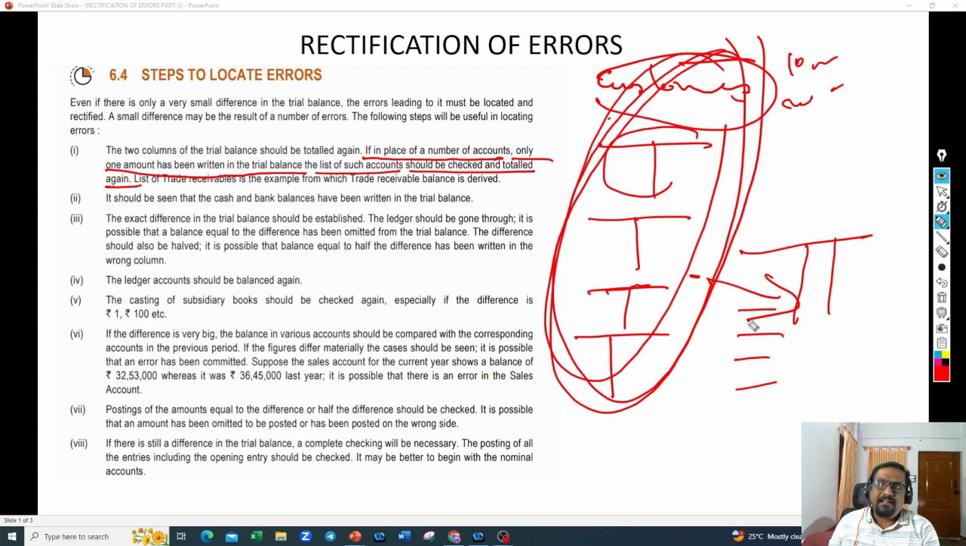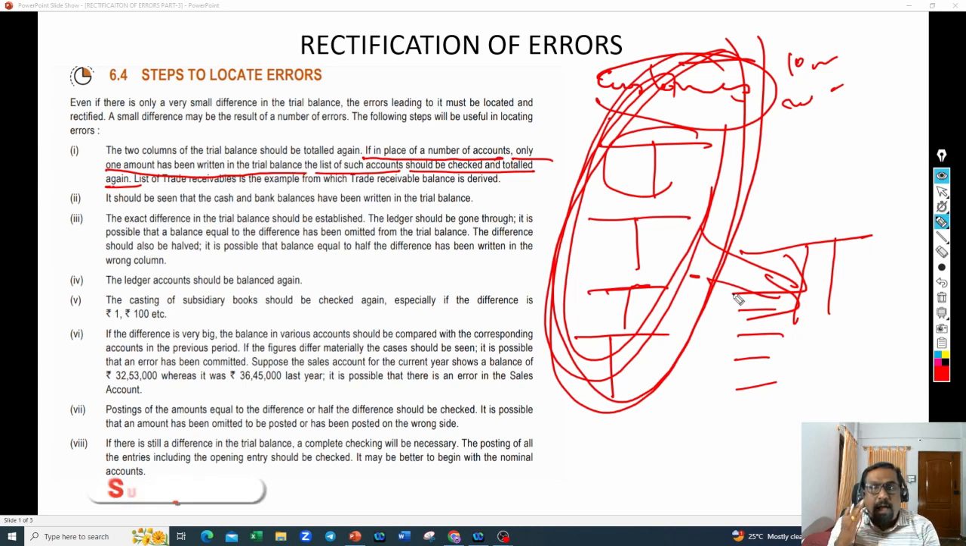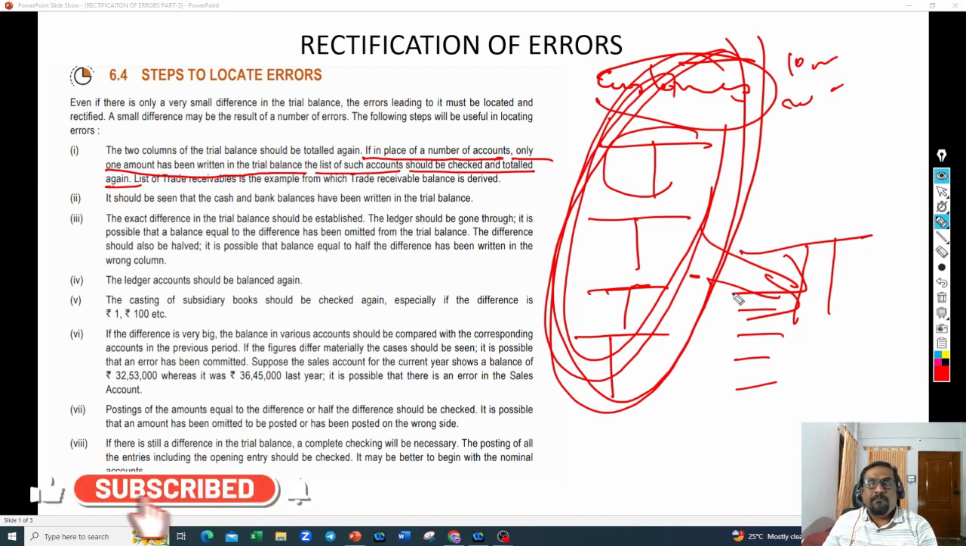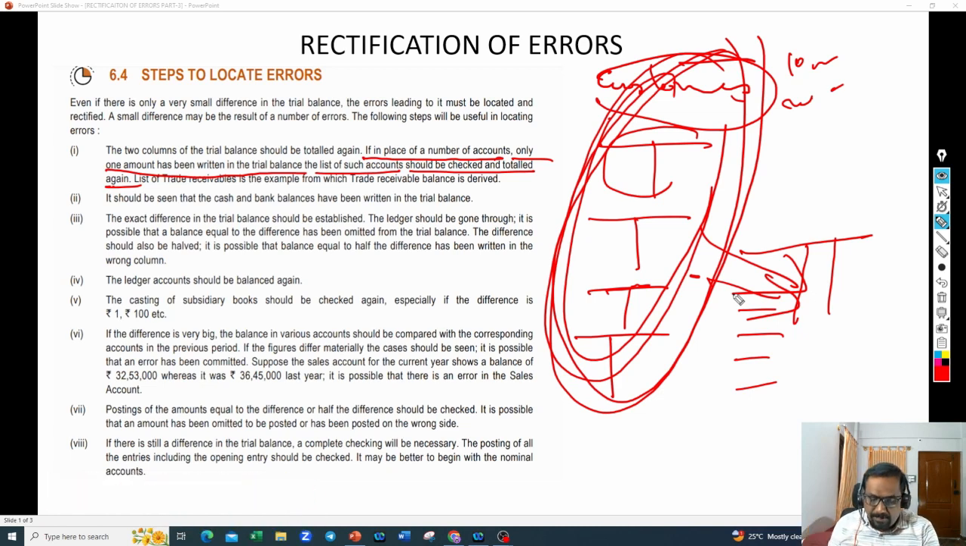Hey, come on, Krishna. If I don't bring these customers into the trial balance, how will my trial balance tally? You are the one who said I'm following the double entry system of bookkeeping. For every debit, there should be a corresponding credit. For every credit, there should be a corresponding debit. So if a customer account is a debit balance, and this debit is not coming into the trial balance, how will the trial balance tally? Yes, you are absolutely right. If customer accounts are not shown in the trial balance, your trial balance will not tally.